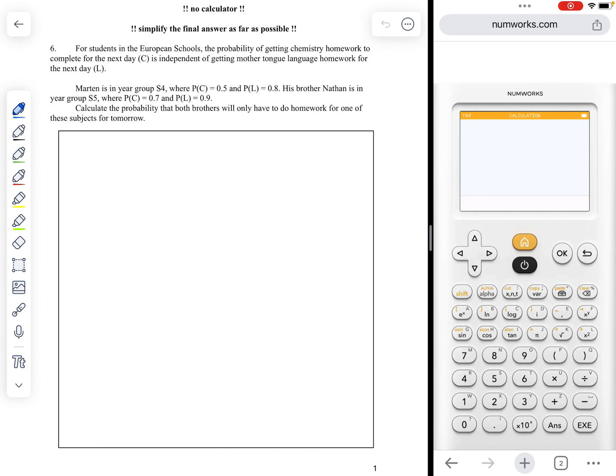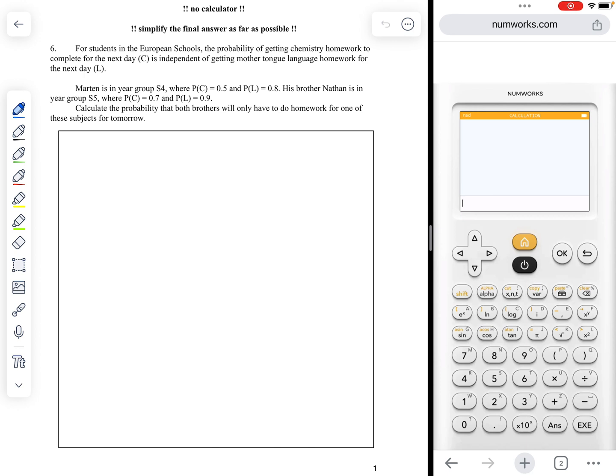Martin is in year group S4, where the probability of getting chemistry homework for the next day is 0.5 and the probability of getting language homework for the next day is 0.8. His brother Nathan is in year group S5, where the two probabilities are 0.7 and 0.9. Calculate the probability that both brothers will only have to do homework for one of these subjects for tomorrow.